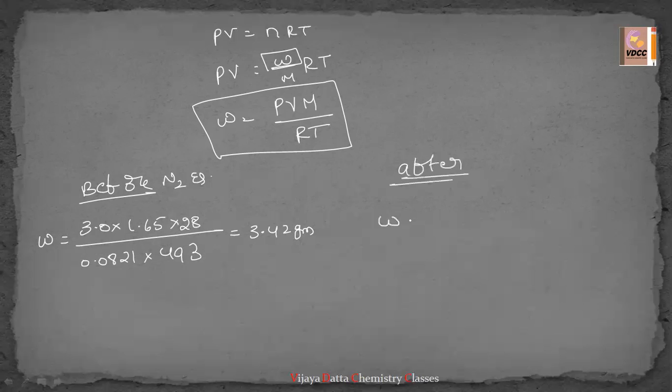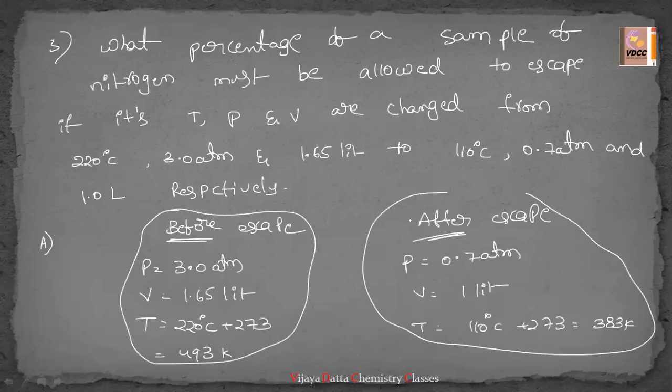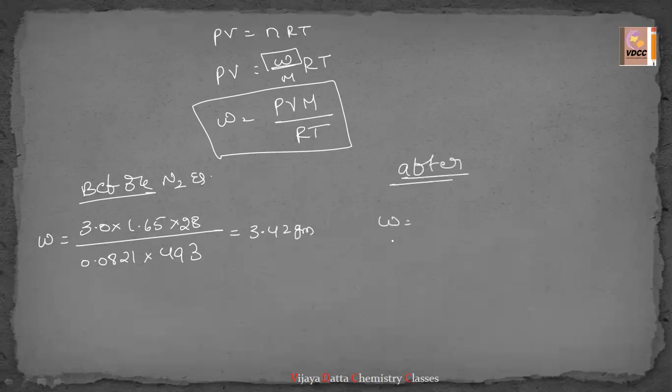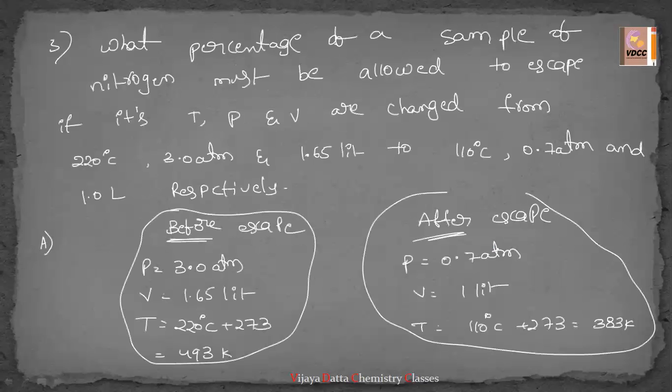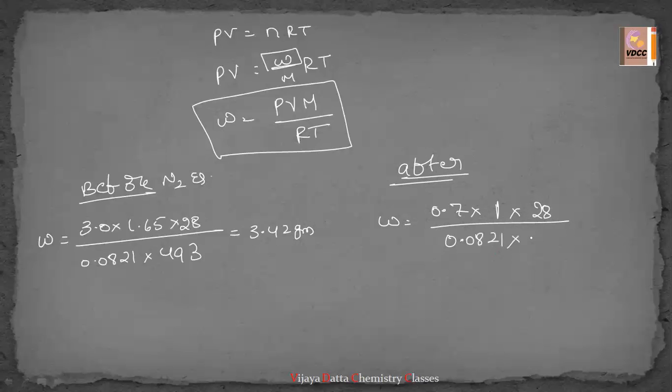Now come to the after conditions. Same formula. Pressure is 0.7 atmospheres, volume is 1 liter, molecular weight of N2 is obviously 28 only. R value also 0.0821 into temperature after conditions, 383 Kelvin. If you calculate this one, you will get the value 0.62 grams. So it is the mass of nitrogen before escaping and after escaping.